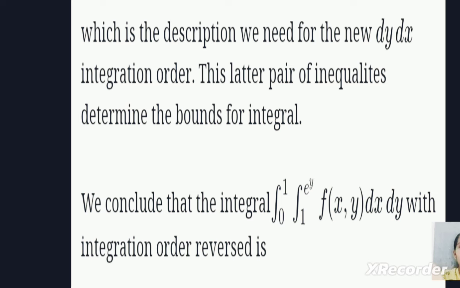These latter pair of inequalities determine the bounds for the integral. We conclude that the integral from 0 to 1 and integral from 1 to e to the power y of f of x comma y dx dy, with integration order reversed, is.